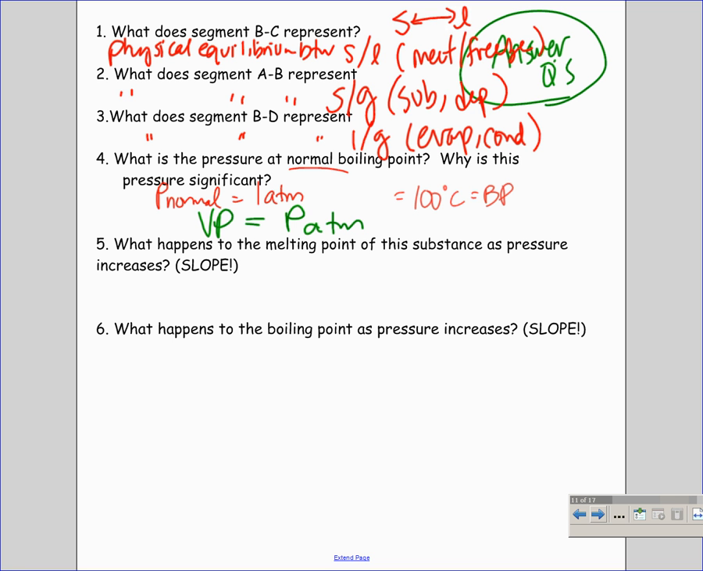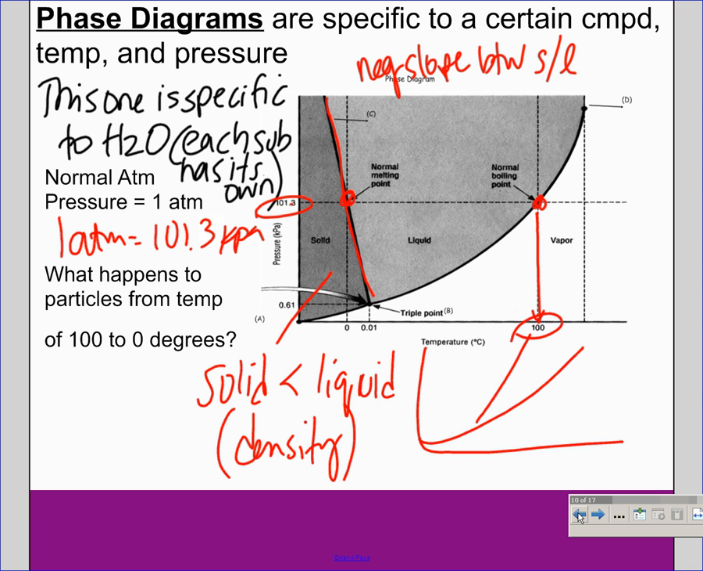What happens to the melting point of the substance as pressure increases? The melting point is the divide between the solid and liquid, right? As pressure increases, going from here to here, what happens to the melting point? The melting point gets lower, so it's melting at a lower temperature. So here, it melts at whatever that is, 0.01 degrees C.